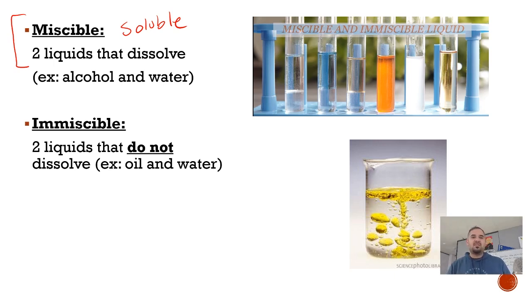Next one is going to be immiscible. These are things that are insoluble. So up here we have things like, I guess, alcohol and water, or salt and water. You put them together and they do dissolve into each other. They form one substance. And then immiscible is going to be something like sand and water. You put sand and water, it's just going to fall to the bottom and they're not going to dissolve into each other.